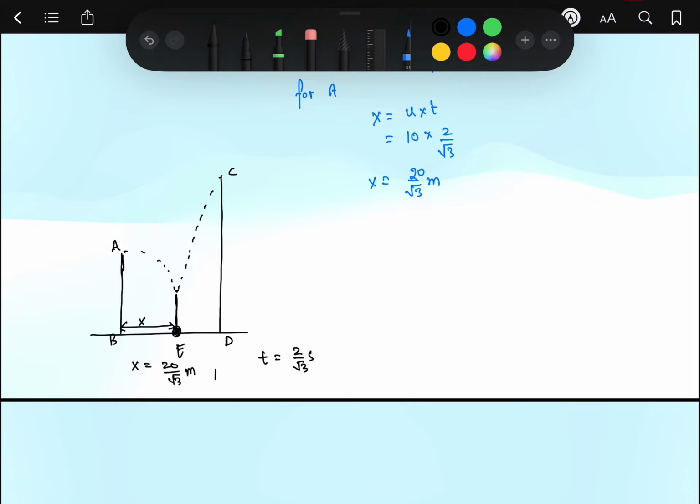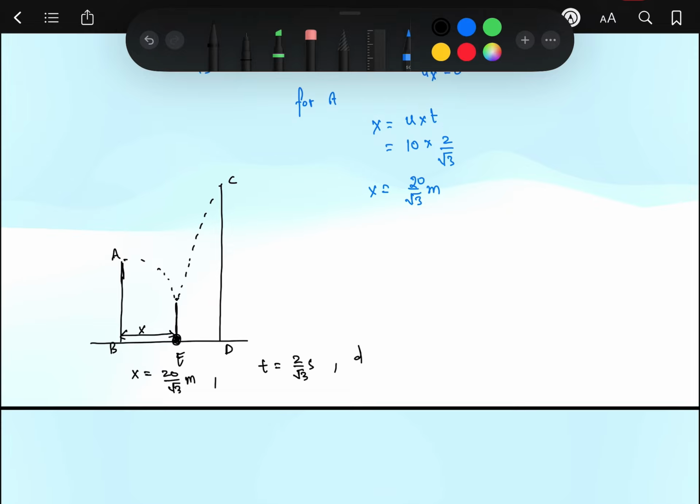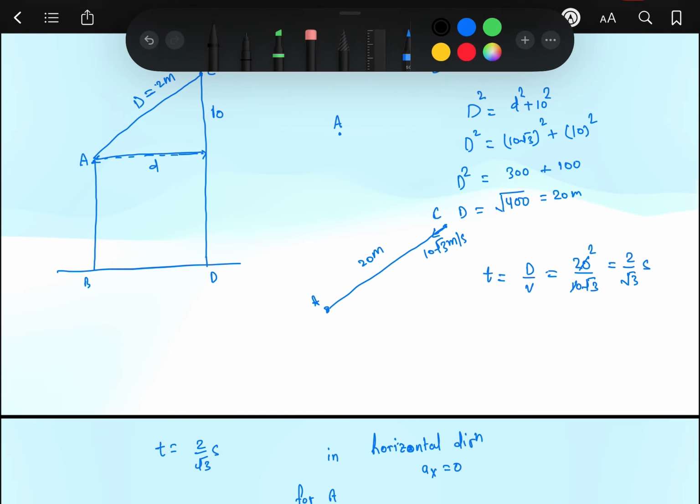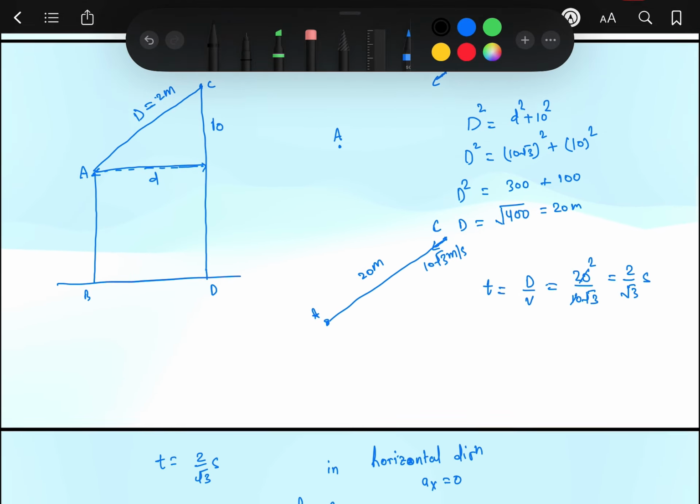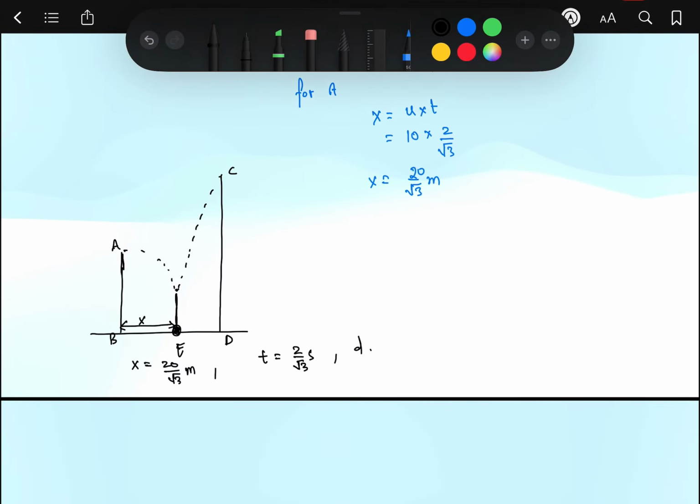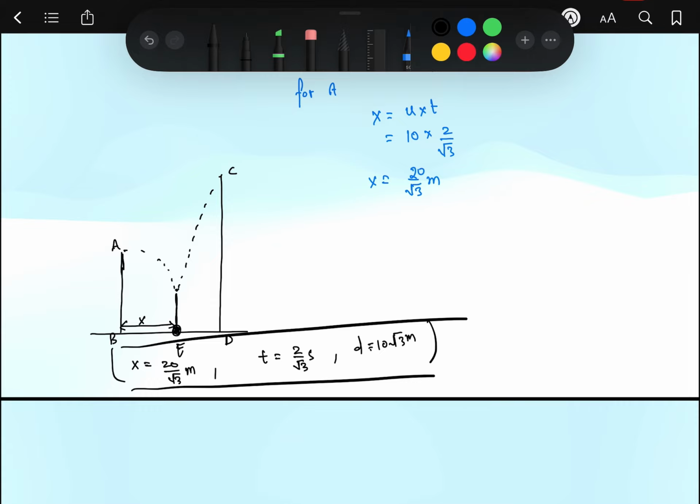Okay, and the distance between the towers, that is d, is 10 root 3 meter. So our answers to all the questions have been completed now. So this was the method we have to use in the questions to solve the problem.